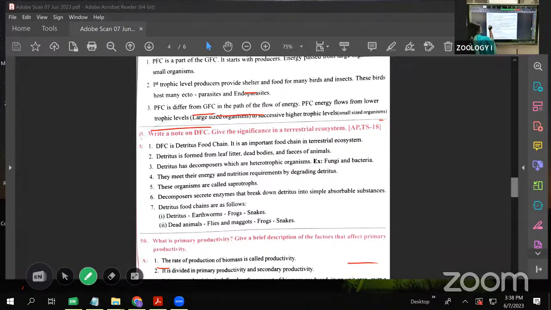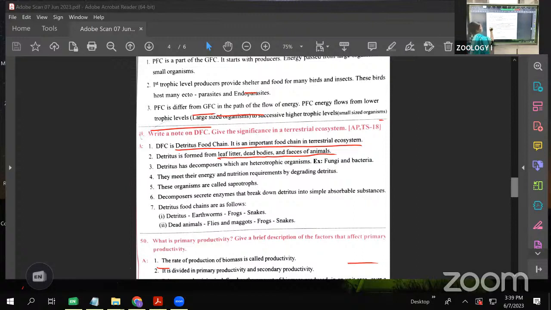The detritus food chain is an important food chain for the terrestrial ecosystem. It starts with the detritus. Detritus is formed from leaf litter, dry leaves, dead bodies, and the fecal matter of animals.